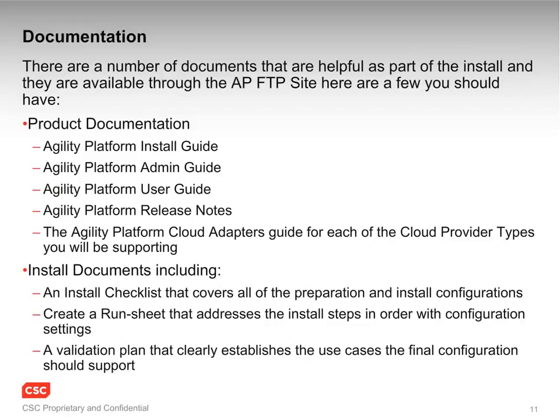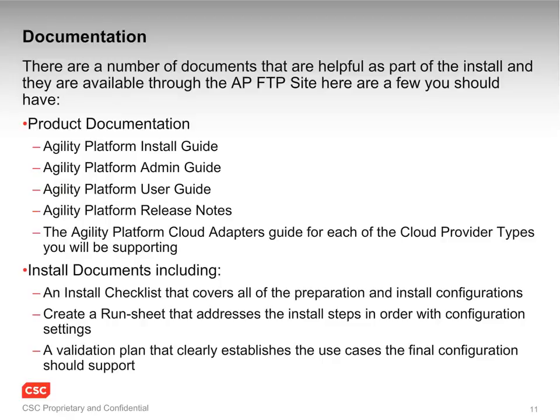You'll get information about the appliance and the base configuration or version that supports the version of Agility Platform that you're trying to install. The other thing that you would want to have is the Agility Platform Cloud Adapters Guide for the cloud providers that you're going to be supporting. It goes through the setup and configurations that are specific to, for instance, vSphere, Amazon, etc.